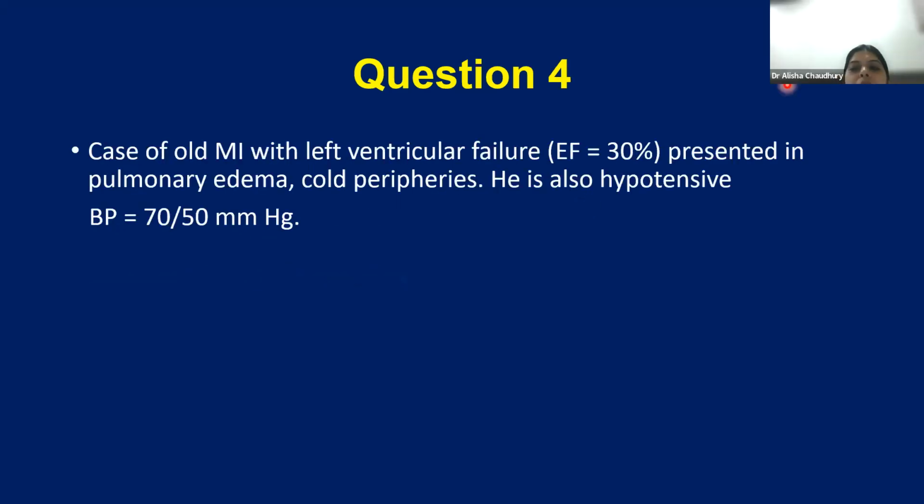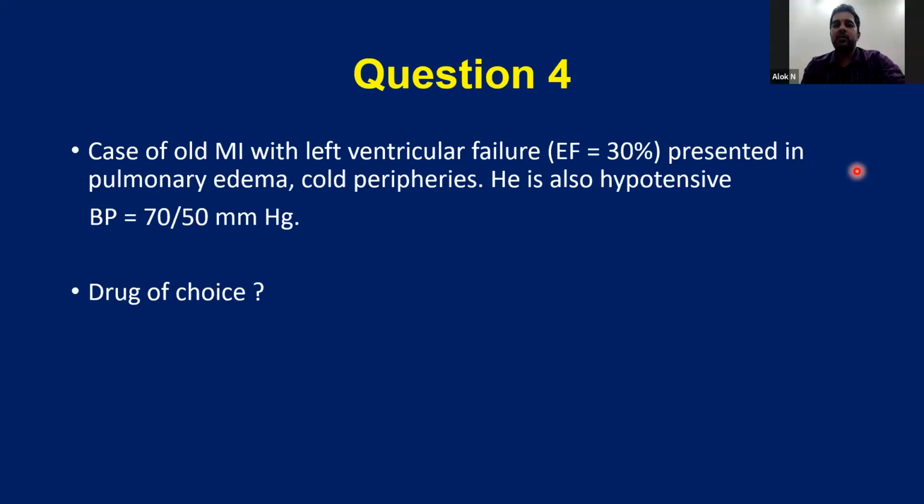So now question 4. There's a case of old MI with left ventricular failure, EF of 30%, that has come to your ICU. The patient has cold peripheries and is in pulmonary edema. The patient is also hypotensive, with blood pressure of around 70/50. So what is your drug of choice over here? We are only talking about vasopressors. Okay. Anybody else?